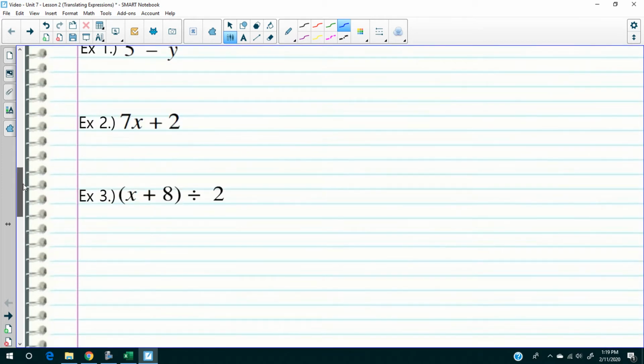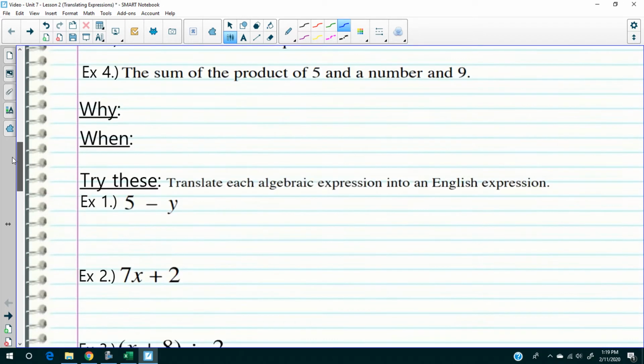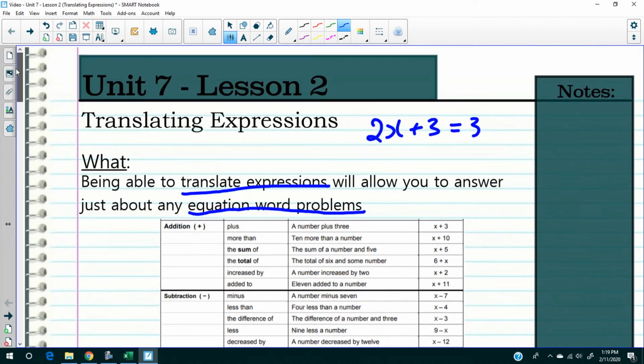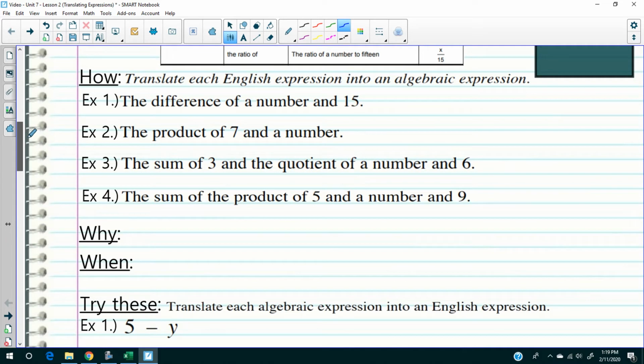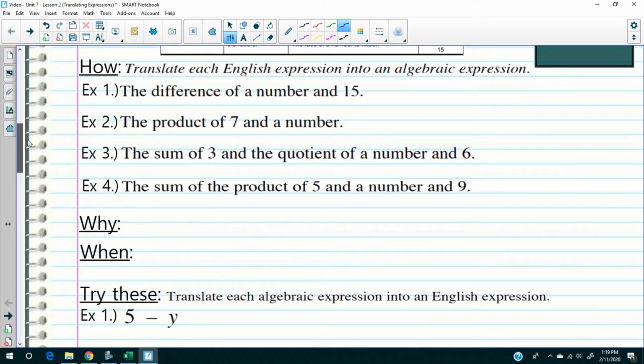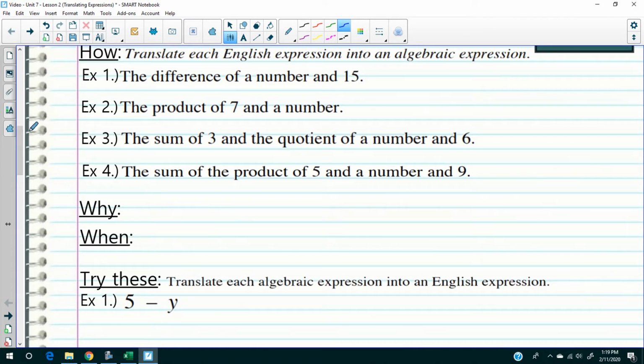I want you to try these 3, but moreover, I would like you to also pay attention almost as a lesson, because one of the constraints that I have is I don't want to put too many questions and examples on there, because then the video becomes quite long.